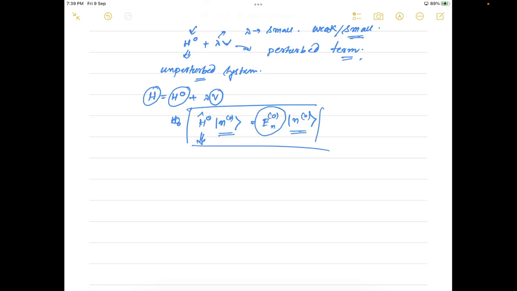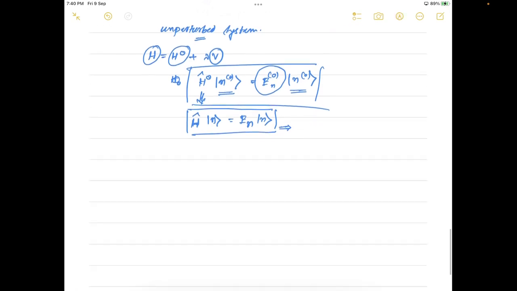Now we don't know this problem, H|n> equal to En|n>. This is the time independent Schrodinger equation for the total system, with the total Hamiltonian H. We don't know the solution of this equation. Now using perturbation theory we will solve this equation. So first we know this relationship.